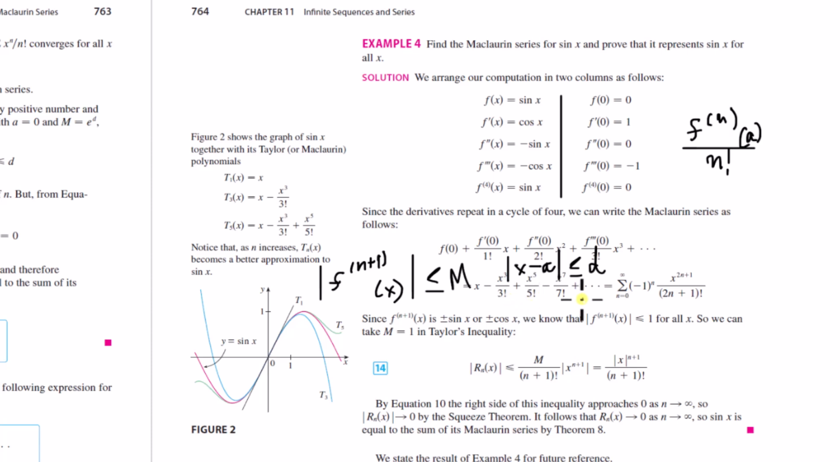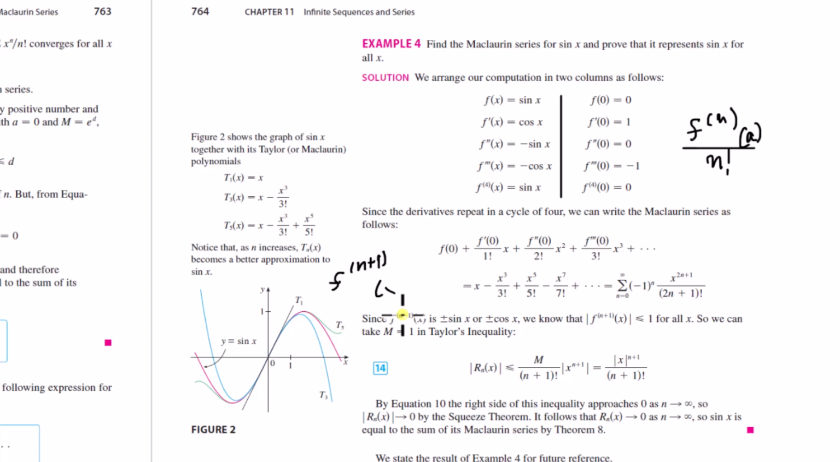Now, if we come here, does this come into play? This being the absolute value of the function being less than or equal to 1, is that the case only for some fixed distance from the center point 0? No, it's for all x. You can make d whatever you want. And the absolute value of the n plus 1th derivative of x is going to be less than or equal to 1.